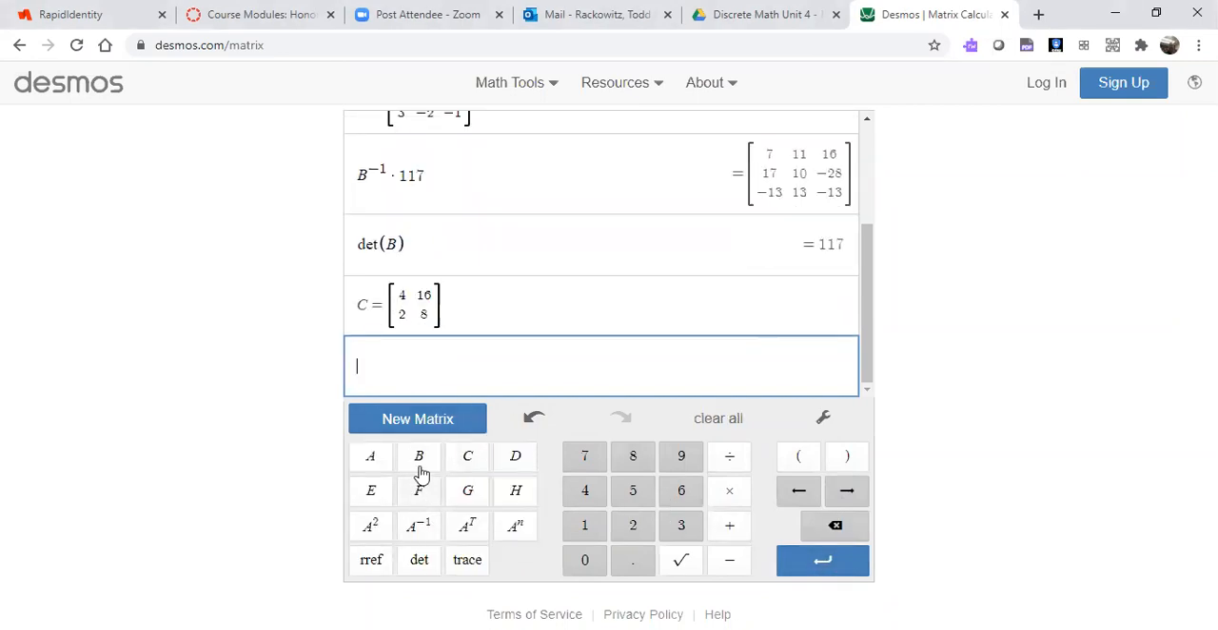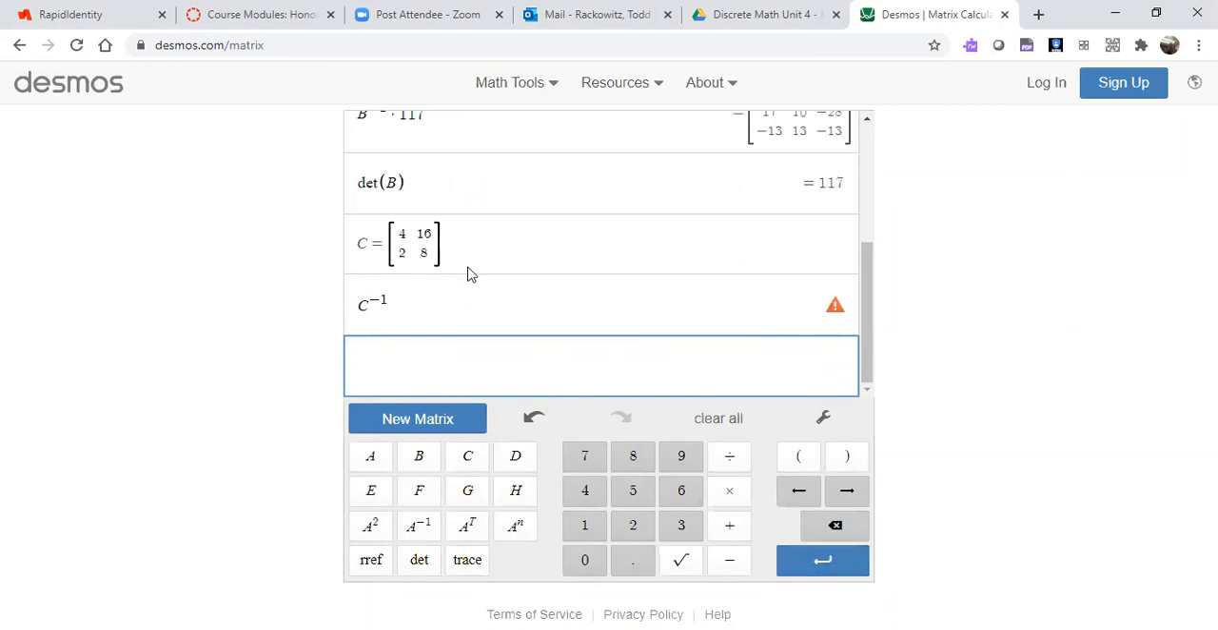Matrix C. So the matrix C inverse is going to give me this error because this matrix doesn't have an inverse. The reason is, if you look at the determinant of C, it's 0. And if the determinant's 0, you can't write 1 over 0, so the denominator of all those would be 0. And that doesn't work, right? You can't divide by 0. So there are matrices that don't have inverses because their determinant is 0.